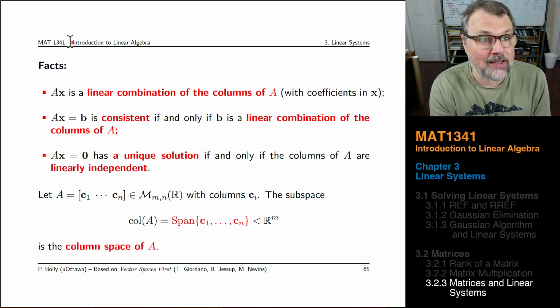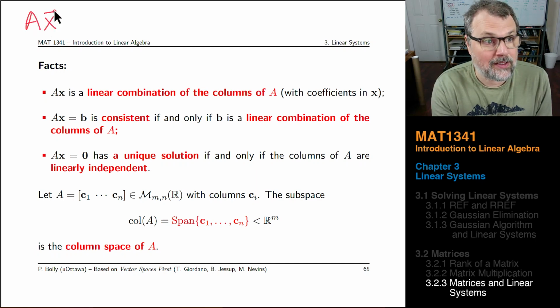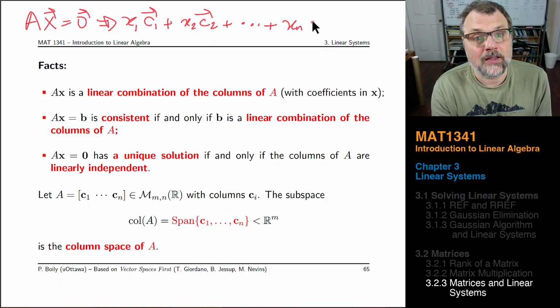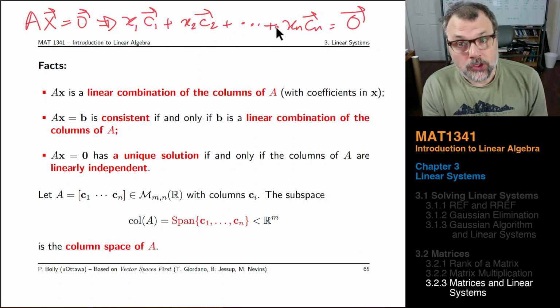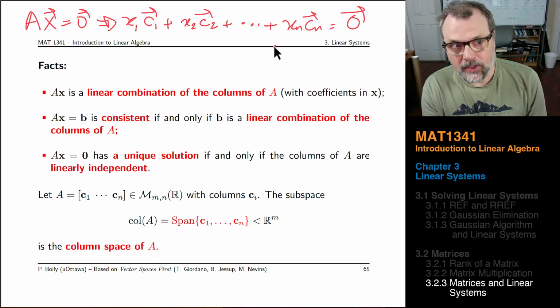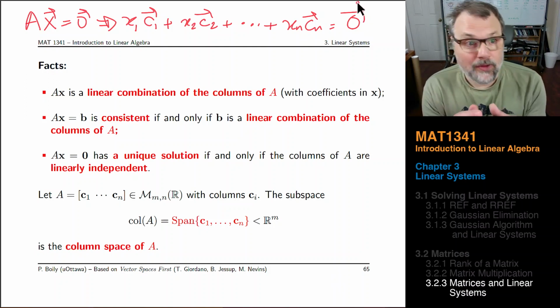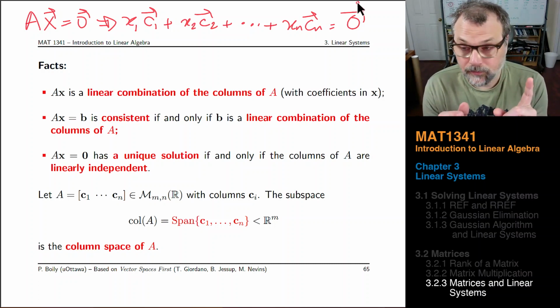Because that third thing says, if you look at A times X equals 0, that would be X1 times the first column plus X2 times the second column, all the way to Xn times the nth column is equal to 0. So you're looking for solutions of the dependence equation, the dependence relation. And for homogeneous systems, we know that for sure x1, x2, x3, ..., xn all equal to 0 is a solution. If the columns are linearly independent, there's only the trivial solution to this.